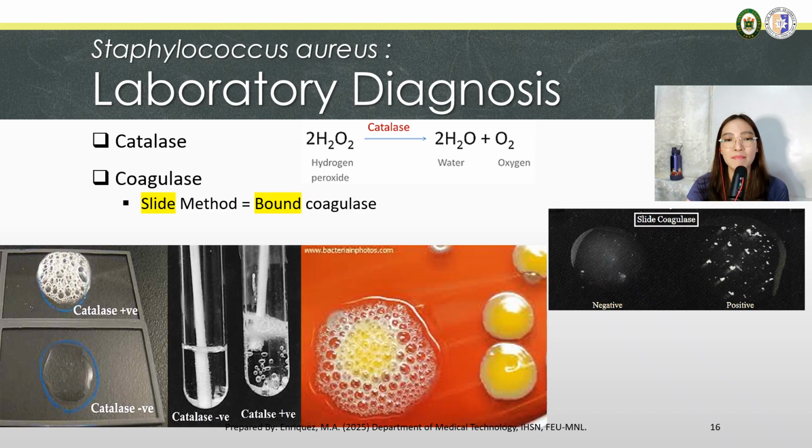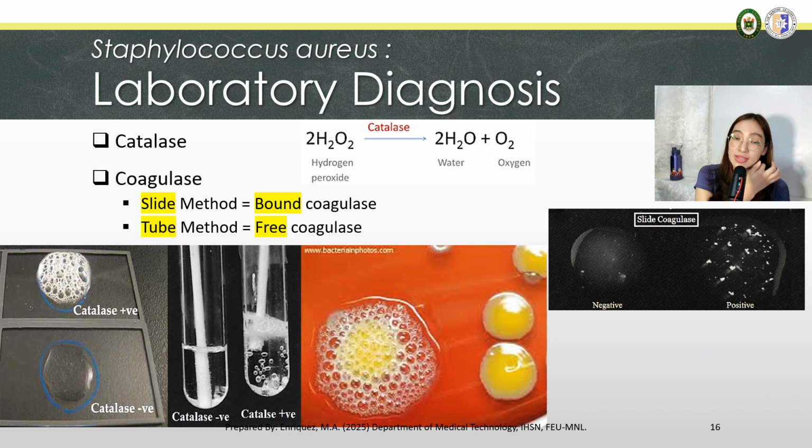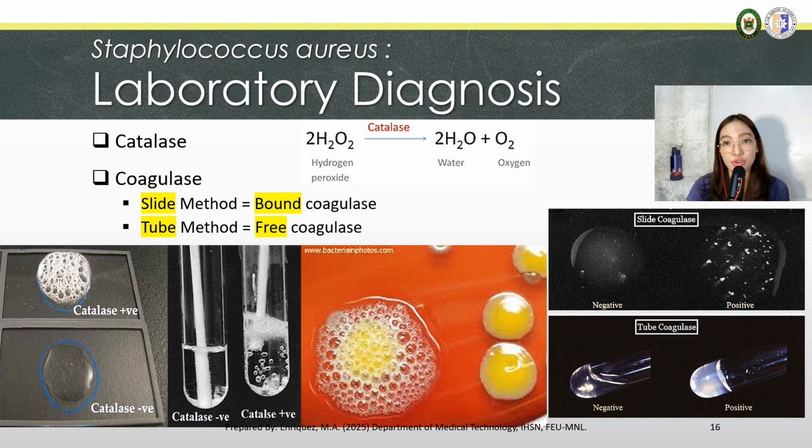Okay? So kailangan apparent and abundant yung amount nung clumping na na-observe natin for us to say that the coagulase result is actually positive. Now, for the tube method, again, same steps, different reagent, and a positive result is indicated by clot formation and cloudiness in the tube, as we can see right here in the bottom right example. Okay, so that's for the tube method.